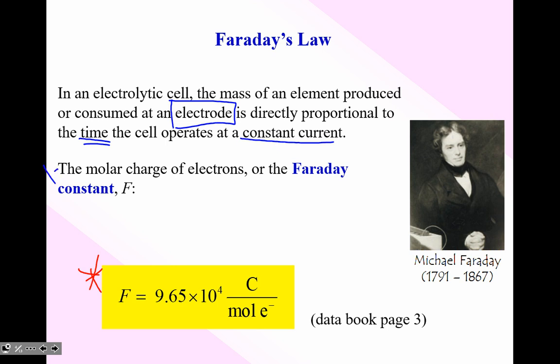The molar charge of electrons, or the Faraday constant, is 9.65 times 10 to the power 4 coulombs for every mole of electrons. Okay, that becomes really important when we compare this to our amps, which is our current, which is measured in coulombs per second. So we're going to see how they kind of relate to each other.